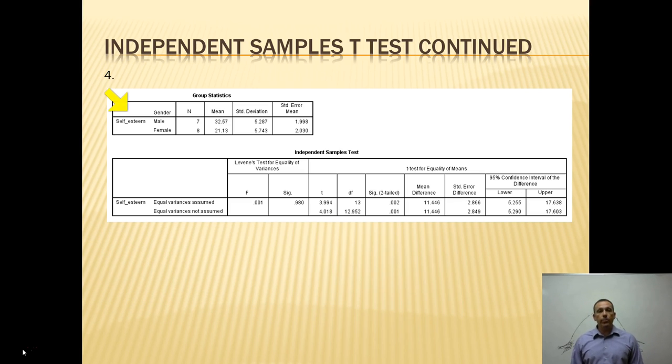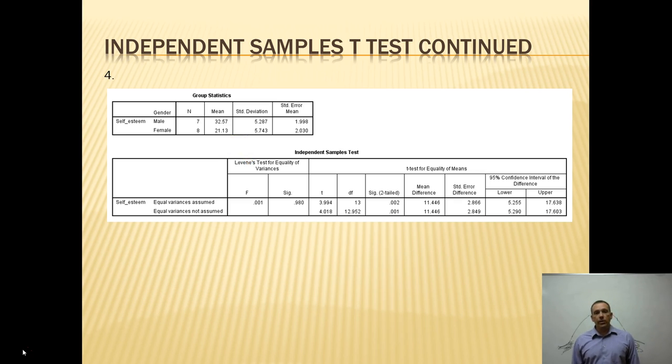That's our variable that we're interested in, our dependent variable. And then we also see gender, the males. We see that there is 7 males, 8 females. You move to the mean column, and we can see the mean score for males. So the males had a self-esteem score on average of 32.57. The female mean score was 21.13.